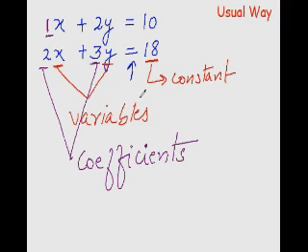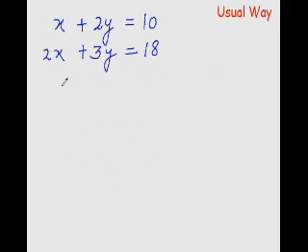Now let's see the usual way of solving the simultaneous equations. There are a couple of ways for solving simultaneous equations, like elimination method, substitution method. I would be using elimination method to solve these equations the usual way. Basically in elimination method, all we try to do is eliminate one variable out of the two variables, x and y. So one variable would be eliminated. How? By making the coefficients equal.